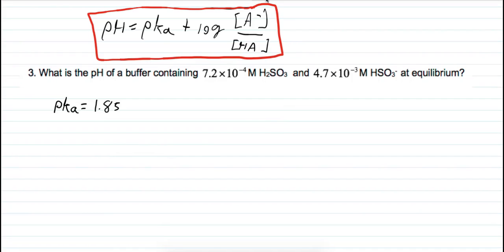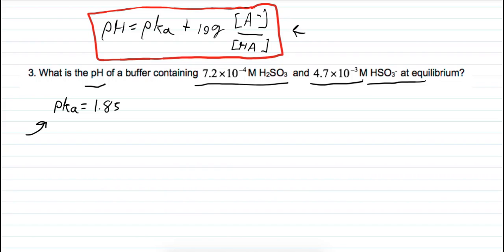Now, using the equation above and the knowledge that the pKa is 1.85, I want you to find the pH of a buffer containing 7.2 times 10 to the negative 4 molarity H2SO3 and 4.7 times 10 to the negative 3 molarity of HSO3 minus at equilibrium. Now I want you to pause the video and give it a go. Okay, hopefully you've paused the video, given it a try.